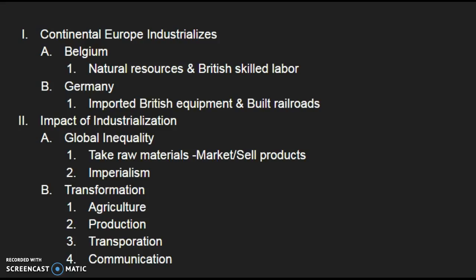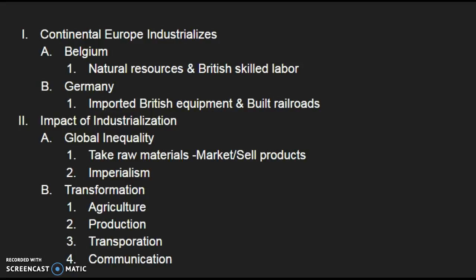All right, finally, the last slide, or the last section of your notes, talks about the impact of industrialization. So this whole concept of global inequality. So if some countries are industrialized, they have machines, they have technology, they have transportation, they're going to begin kind of developing relationships with other countries around the world that kind of gives them a position of power as far as giving and taking.